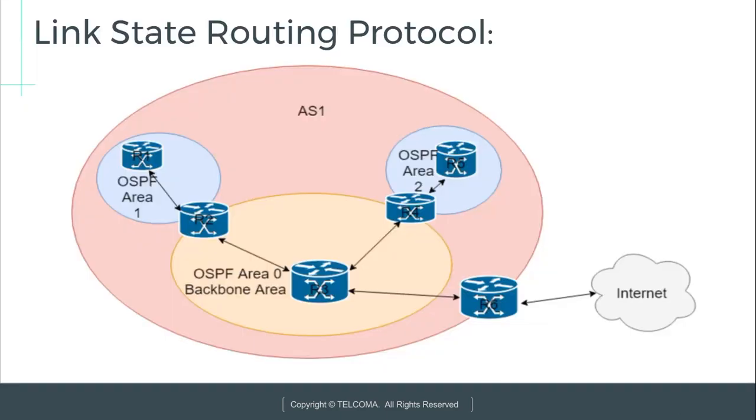As shown in the diagram, it divides autonomous system 1 into areas, that is area 0, which acts as the backbone area, OSPF area 2 and OSPF area 1. In this way, the link state routing protocol divides one autonomous system into different areas. After that, it routes the packet according to the areas.